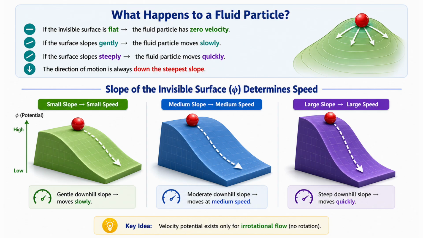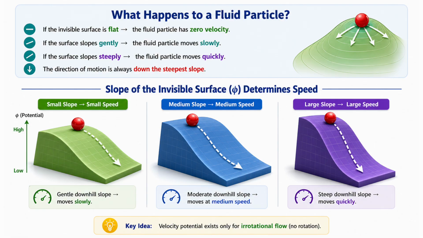If the invisible surface is flat at a point, the fluid particle has zero velocity. If the surface is gently sloping, the particle moves slowly. If the surface is steeply sloped, the particle moves quickly. The direction of motion is always along the steepest downward slope. Thus, the slope of the velocity potential, phi, determines the velocity. A small slope gives small velocity, a moderate slope gives moderate velocity, a large slope gives high velocity.